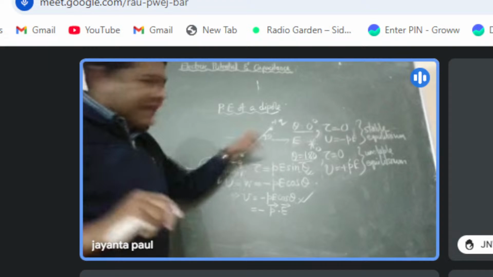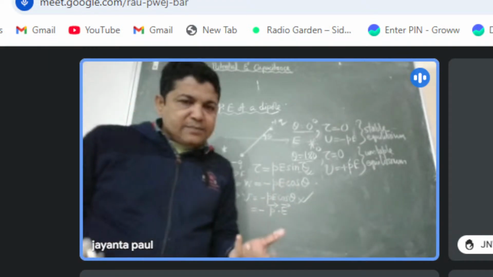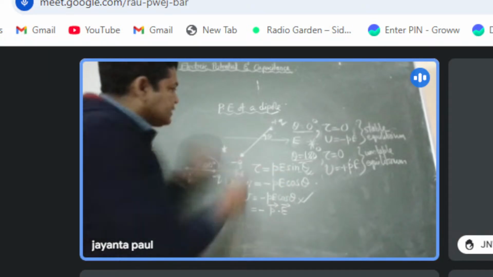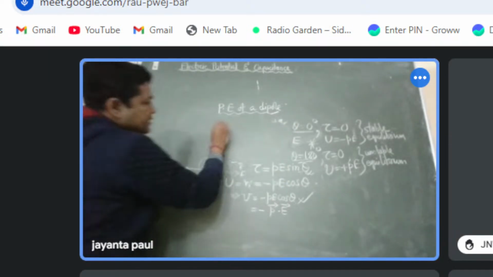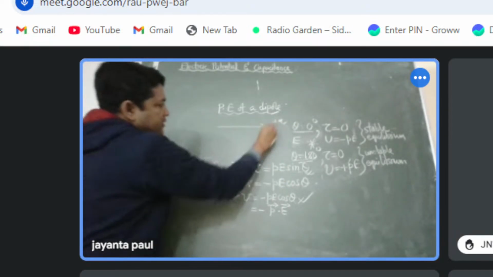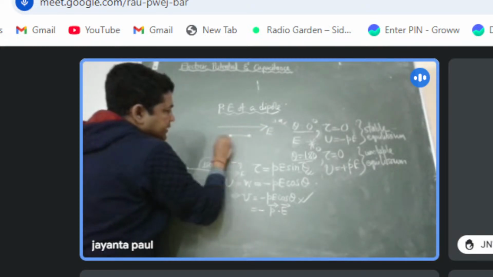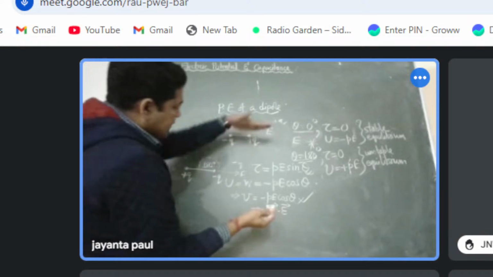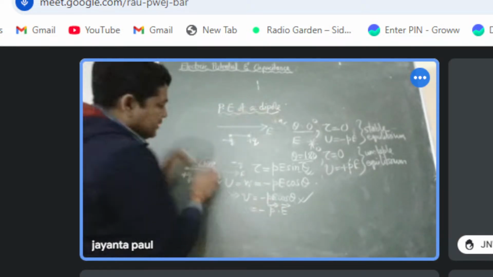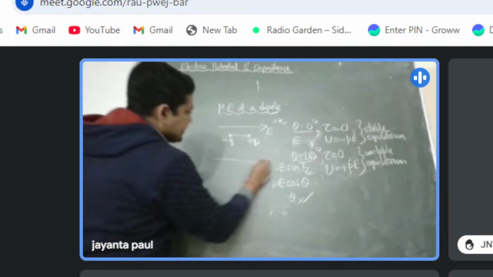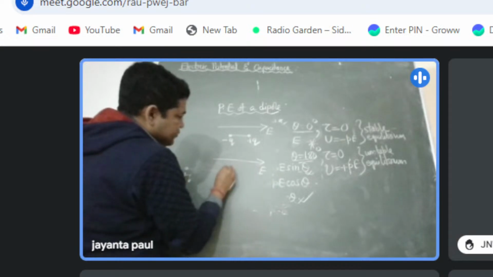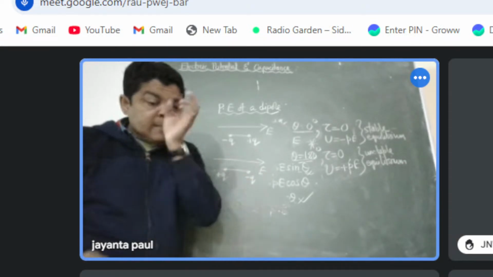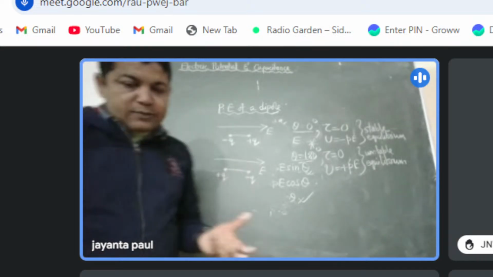Somebody can draw the diagram also. Showing the diagram will also do. In a diagram you can show this is the direction of electric field and this is the dipole, minus q, plus q. So it is also correct because the dipole moment is along the direction of the field. And if you put the dipole like this, this is plus q charge and this is minus, then also it is correct. The thing is that you have to understand that one.